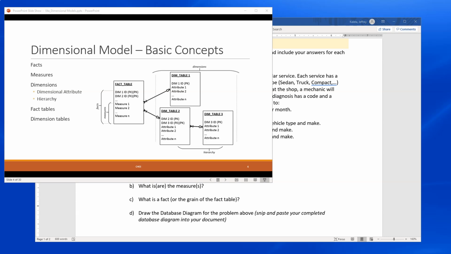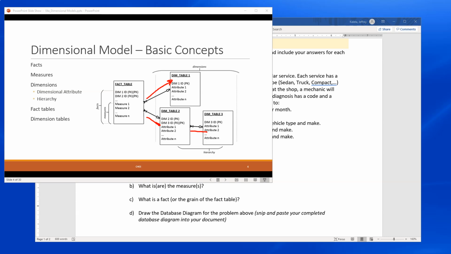So a dimensional model typically starts with some kind of fact table. And that fact table extends off into dimensions. So you might have a single dimension table, or you might have a dimension table that's part of a hierarchy and continues on with additional tables.